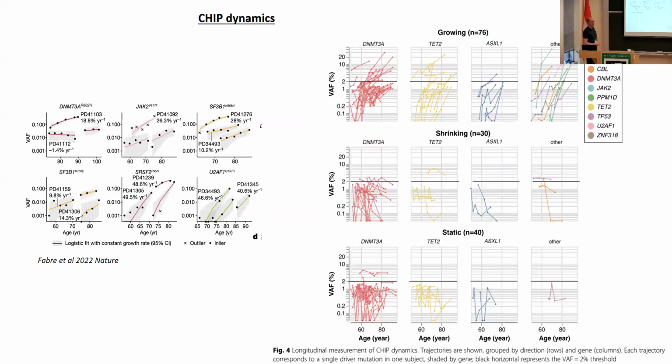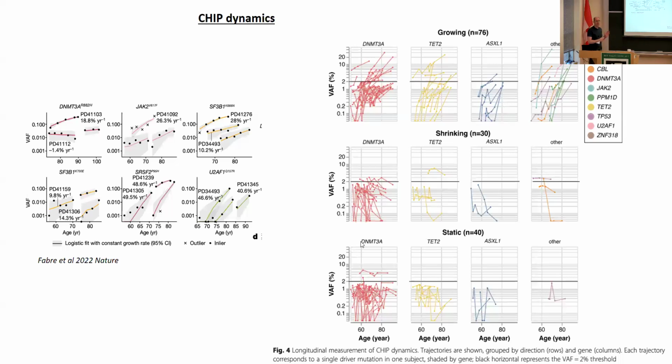This is a bit more detail about the CHIP dynamics, the dynamics of these mutant clones. It's unclear exactly what they do and what their fate is. Some people argue that they grow exponentially, but even if you look at these data, they fit exponentials to that. It doesn't look that convincing. Then other people group them: these mutants can be growing, they can be declining, or they can be static.